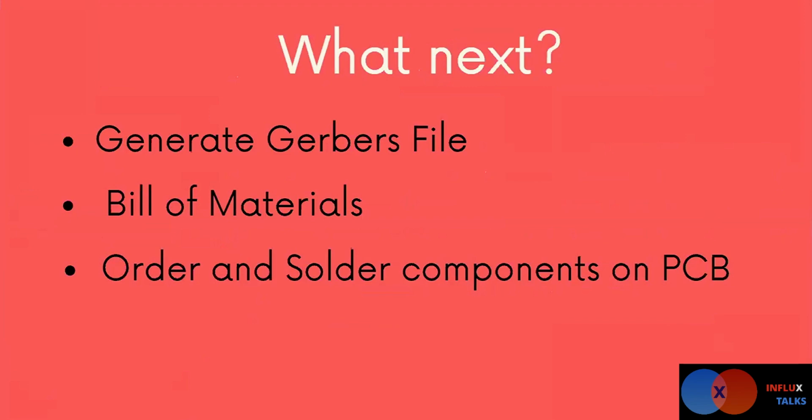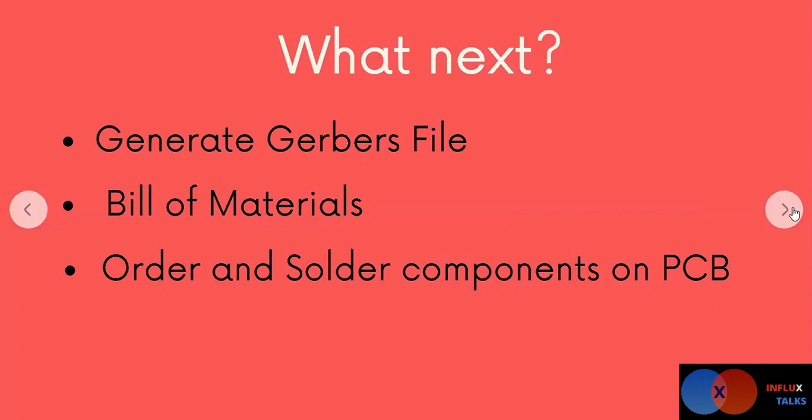The next step is, by the time your board comes, you can do the bill of materials and then order the other components which are not at your place. Once the board comes, you can solder the components on the PCB. That's about designing from scratch: going through the schematic, designing your own symbols, designing the footprint of that symbol, generating the netlist, and then coming to the board layout.